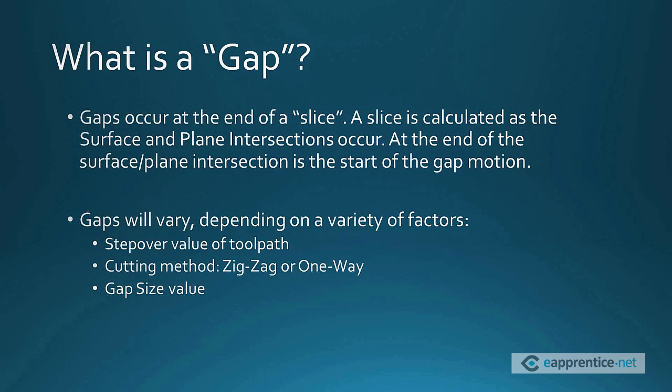The gaps in our toolpath will vary depending on a variety of factors. Step over value of the toolpath directly affects the gap distance that's created. Cutting method, zigzag or one way, can really affect how the gap distance is applied. And then the gap size value itself. There's a setting that we can enter a size.